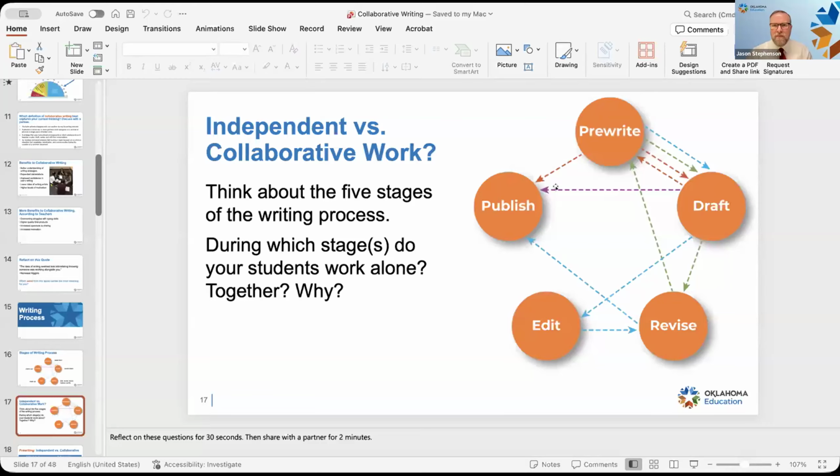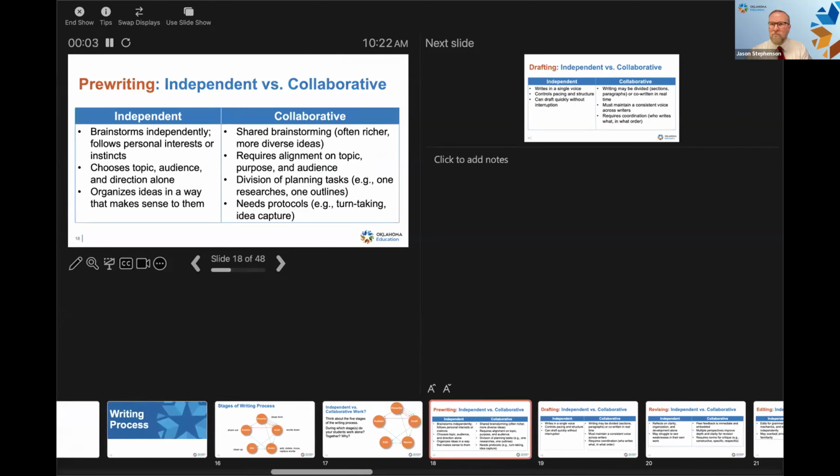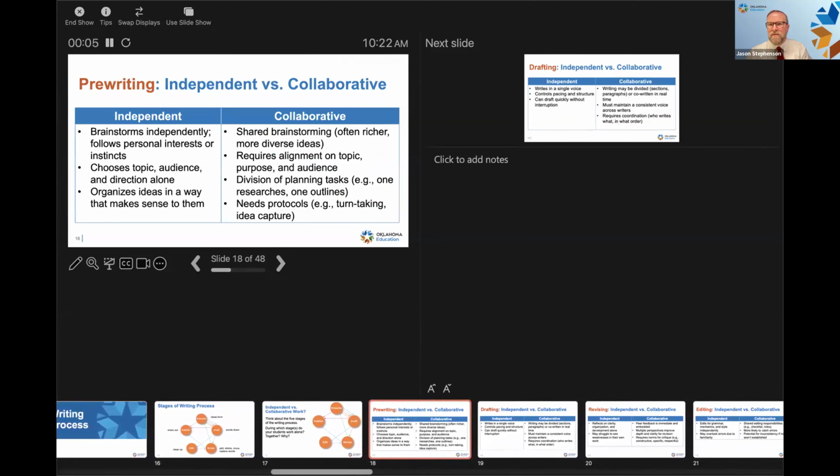Okay, all right, let me share my screen then. Ta-da. There we go. And everyone can see my full screen? Yes. Okay. So I wanted to do a bit of compare and contrast of independent versus collaborative writing in each of the 5 stages and what that might look like or some considerations.